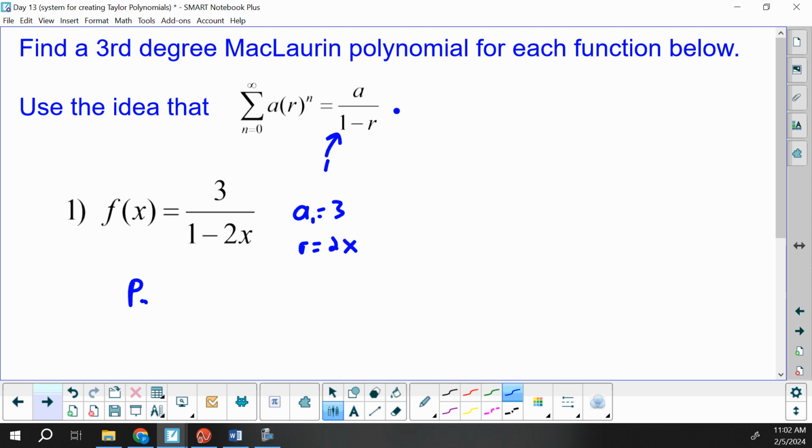So our p3 of x, because we want to do a third degree polynomial, we would start with 3, plus, if we multiply by 2x, that's going to give us 6x. Plus, if we multiply by 2x, that'll give us 12x squared. Now, it asks for a third degree polynomial, so we need to keep going till we have an x to the third. So multiply by 2x again, and we get 24x cubed. And that would be our third degree polynomial that we were able to find just by recognizing the form that it took, that it was the same as our infinite geometric sum.